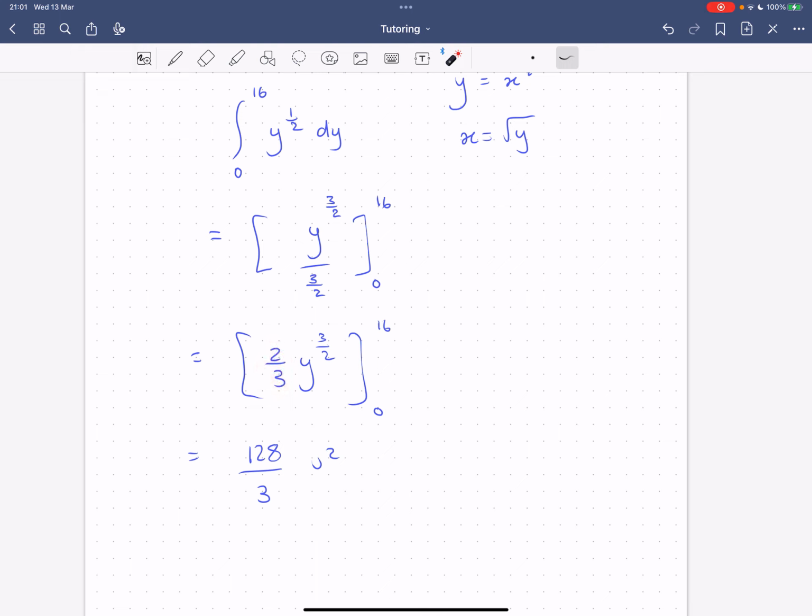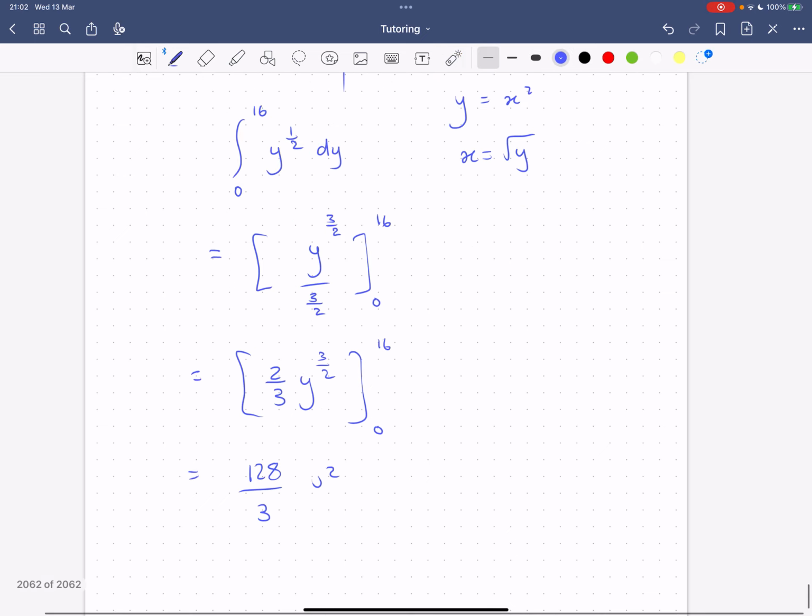Now often, actually, when I integrate this, I am comfortable going from here straight to here. Because when you've got fractional indices, it's always just 1 over and you're always just flipping it upside down. Okay.